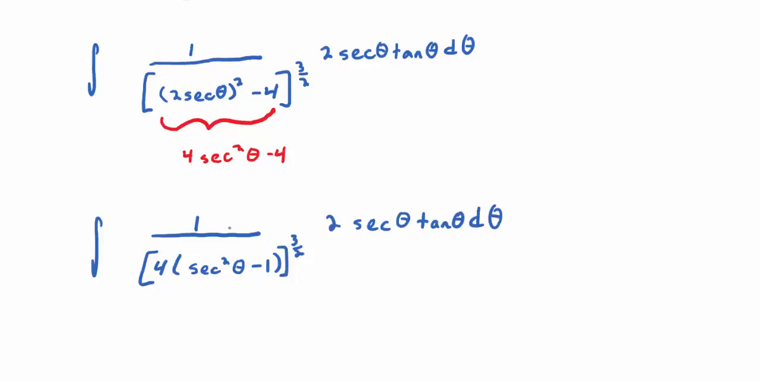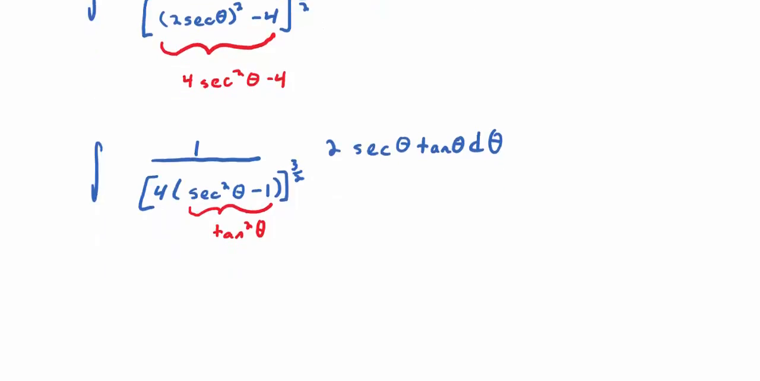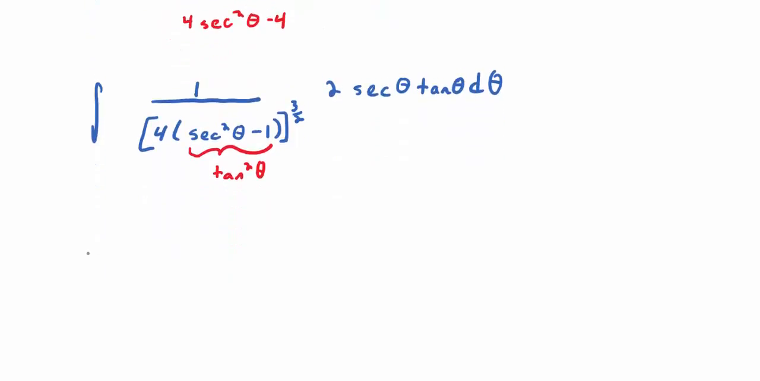And then what is secant squared theta minus 1? By just a trig identity, what does that equal? Tangent squared theta. So it is working out. So far, so good. So we have the 3/2 power. Let me put the 2 secant theta tangent theta on top. And then we have 4. Well, let's go ahead and take the root.